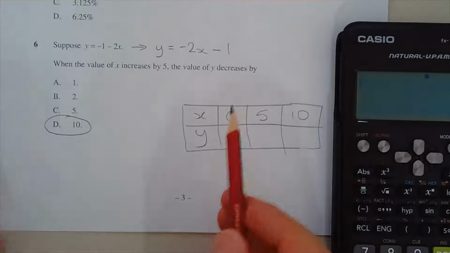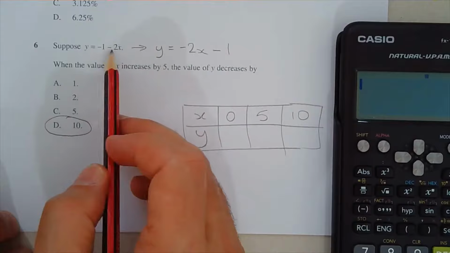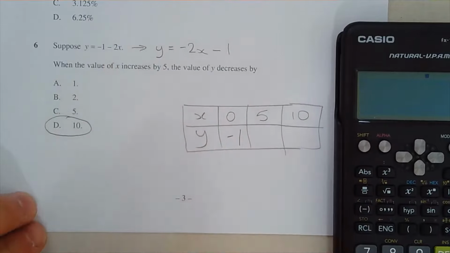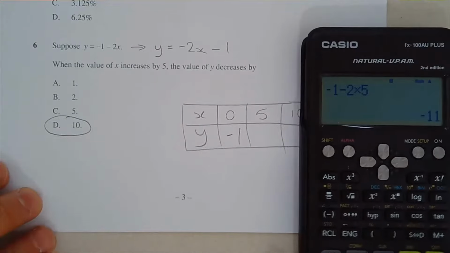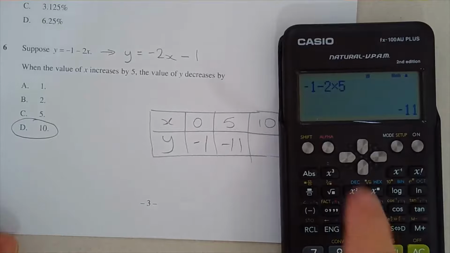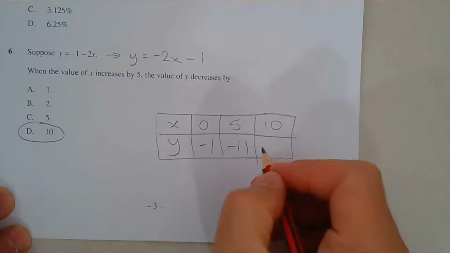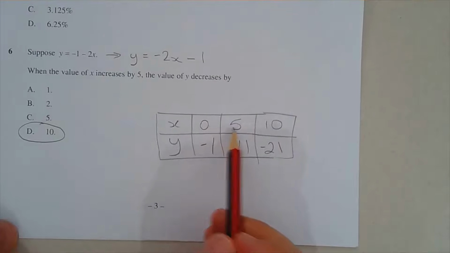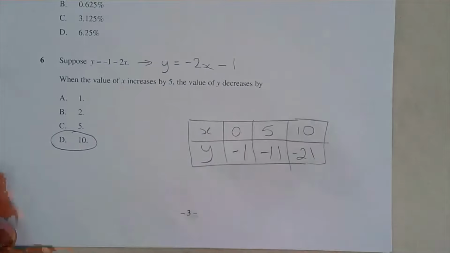So when x equals 0, substituting it into the original formula, -1 minus 0 is -1. When x equals 5, we have -1 minus 2 times 5, we get -11. And when x equals 10, we get -21. So x is going up by 5, y is going down by 10. So that's another way to be able to see the answer.